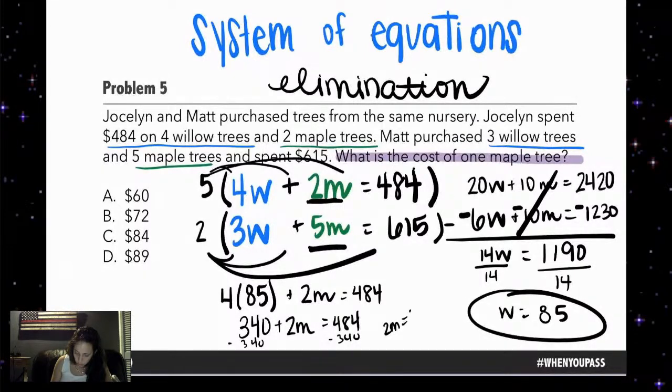2m equals 144. And when I divide both sides by 2, I get m equals 72, which is the cost of one maple tree. Now, here's what I want you to know.